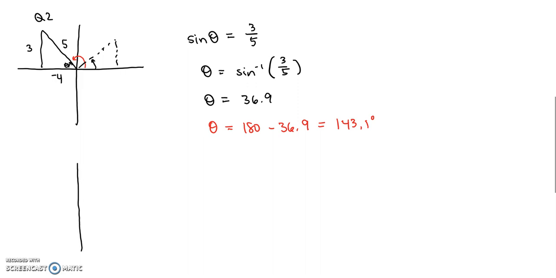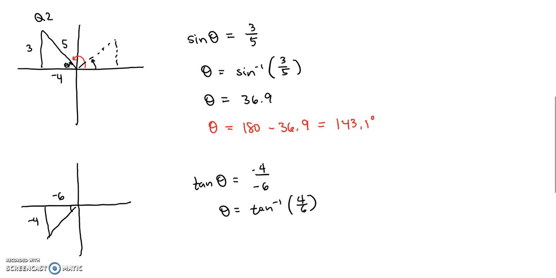Let's say that we've got -6, -4. These are like the ones that we're doing right now. Okay, so we've got tangent of theta is equal to opposite over adjacent. So it's going to be -4 over -6. So we're going to do theta is tangent inverse. You can make it +4, +6 if you want. And when we do that, we're going to get that our theta is 33.6.